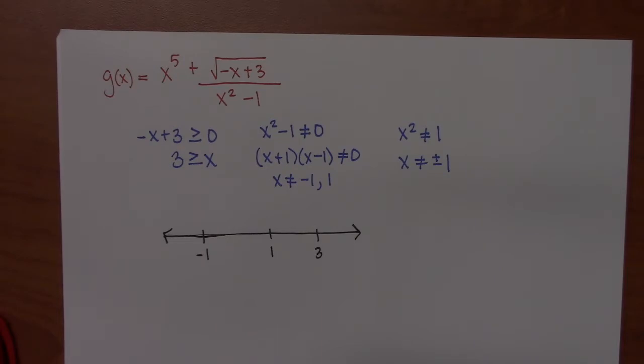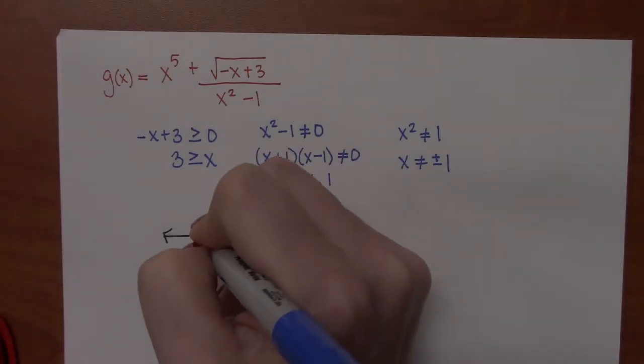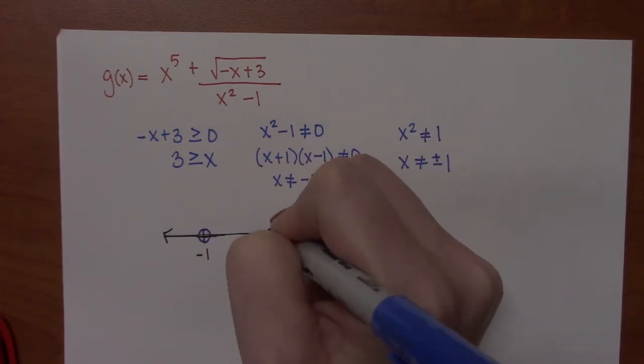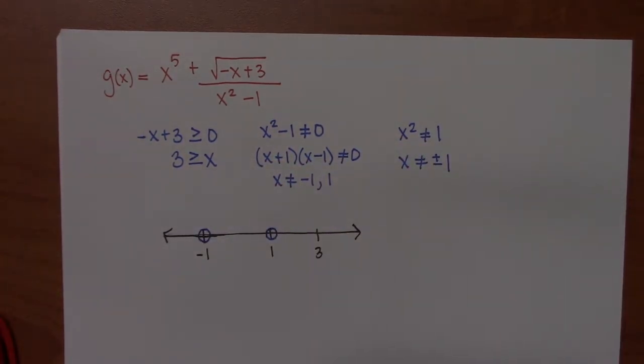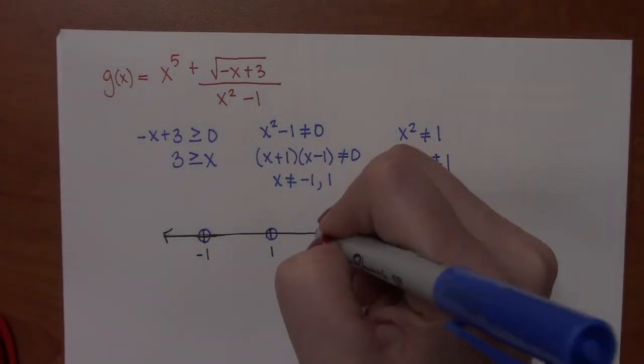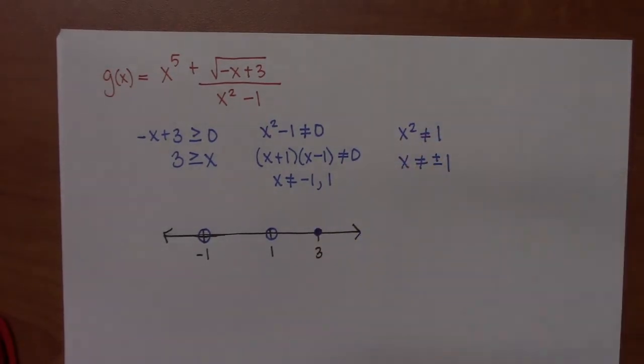So the denominator says negative 1 and 1 are not okay. So I'm going to kick them out of the domain by using an open circle. That's just going by the denominator, right? The numerator says, and this is where it makes more sense to read it right to left in this case, the numerator says x is less than or equal to 3. So if it's allowed to equal 3, we keep it with a closed circle.